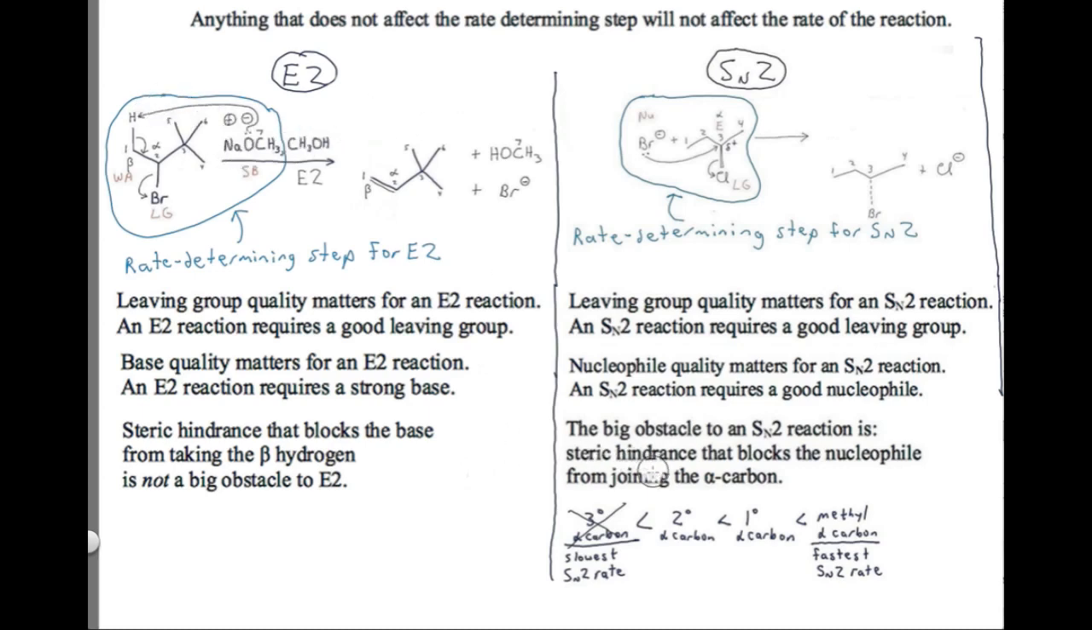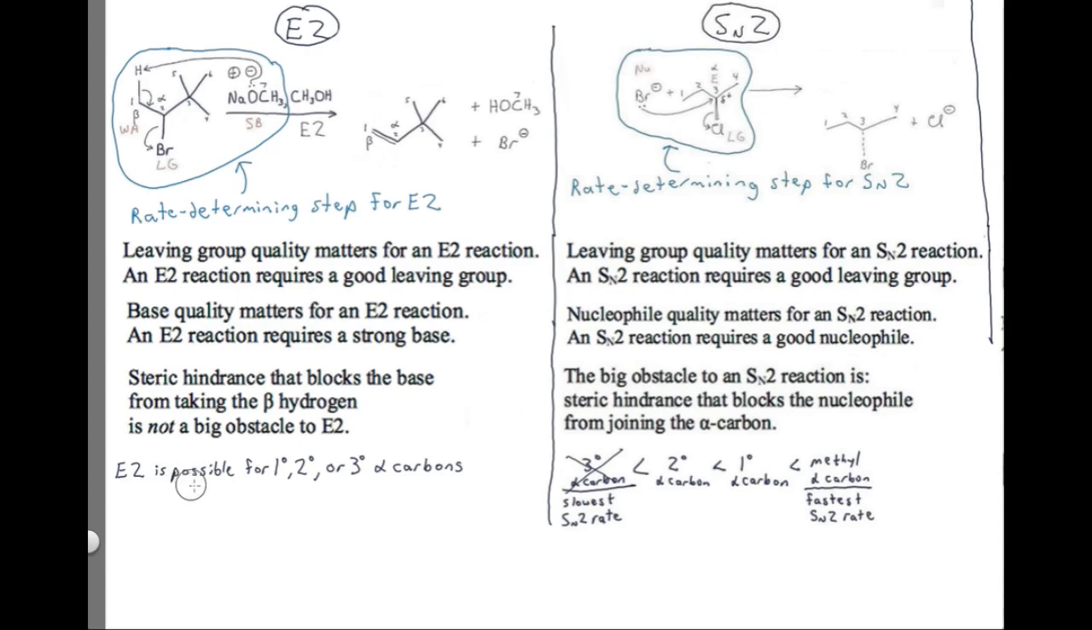Okay, so we've seen that steric hindrance is a big obstacle to SN2, but it's not a big obstacle to E2. And the reason for that is that steric hindrance makes it difficult for a base or nucleophile to get close to the other molecule. But that's less important for E2 than for SN2. A nucleophile has to join the other molecule, which means it has to get very close to the other molecule, and that is greatly hindered by steric hindrance. The base doesn't have to join the other molecule, it just has to take a proton from it. The base doesn't have to get as close to the other molecule in order to do that, and so steric hindrance that blocks the base is not as big a factor in slowing down an E2 mechanism.